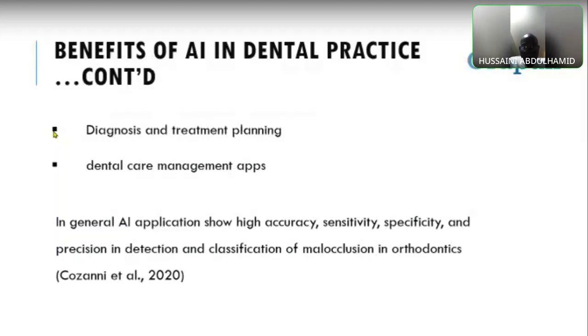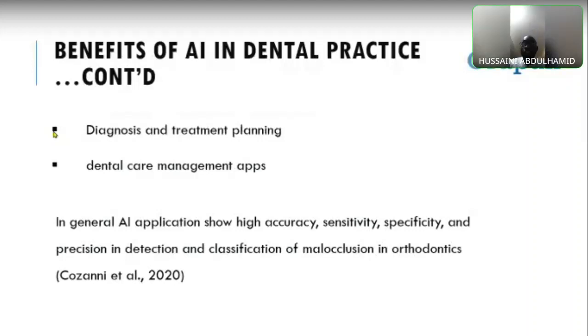There is diagnosis and treatment planning. Artificial intelligence can help you in your diagnosis. There are different sets of computers. These computers can see. We use our senses in order to conduct examination, sometimes assisted with laboratory or radiographic investigation.